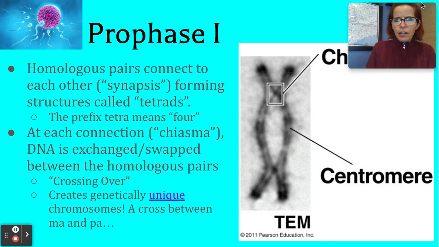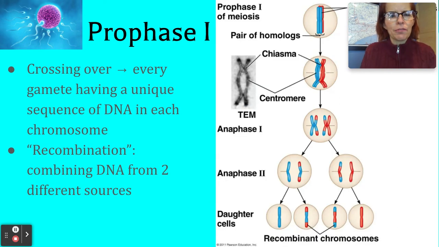So this is called crossing over, and it creates genetically unique chromosomes that have never existed in the history of the world before, which is kind of cool, and it adds to our diversity. So with crossing over, every gamete has a unique sequence of DNA in each chromosome. Take a look at the daughter cells down at the bottom. Those are the gametes, the sperm, egg, or pollen. They're haploid. They have half the DNA. The one that's just blue got a chromosome that's just like mom's. But look at the one right next to it. It's got blue and red tips. That's from crossing over, a combination between mom's chromosome and dad's chromosome.